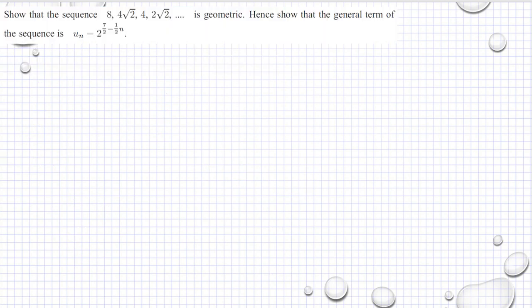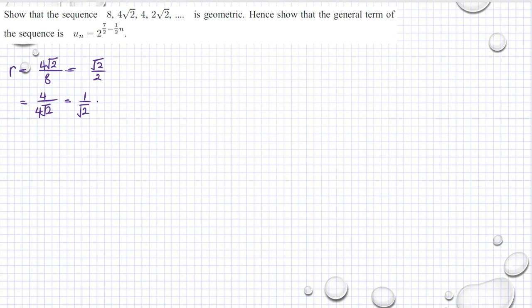Another example, show that the sequence 8, 4 times the square root of 2, and then 4 is geometric. So we have our r: a sub 2, 4 multiplied by the square root of 2, divided by 8. Then we have 2, we have the square root of 2 divided by 2. And then we have 4 divided by 4 square root of 2. Then we have 1 divided by square root of 2.